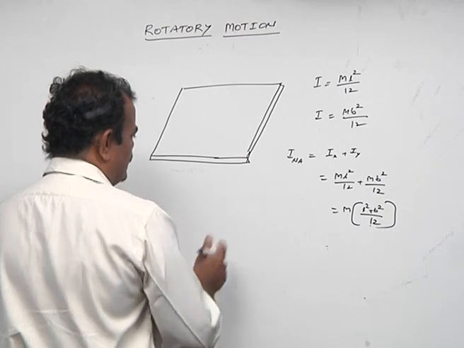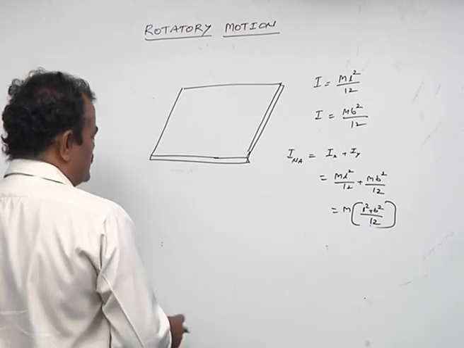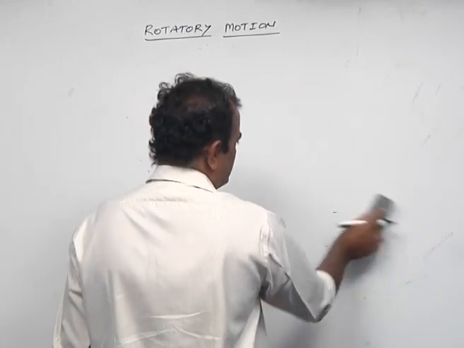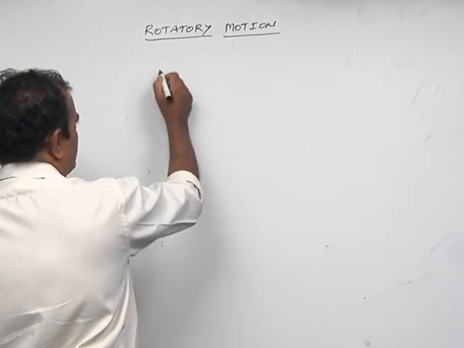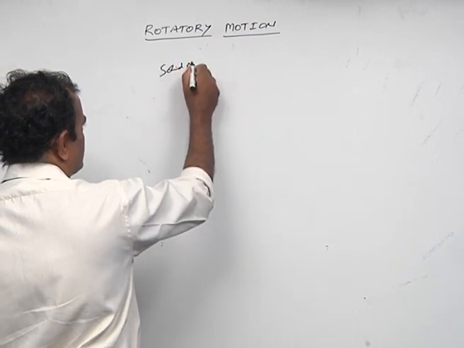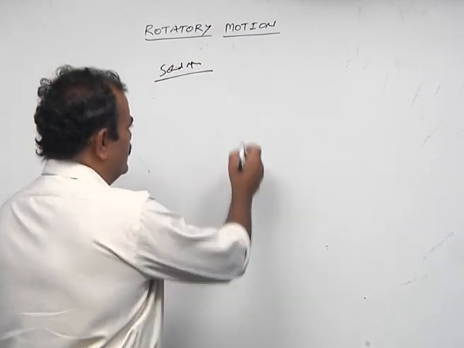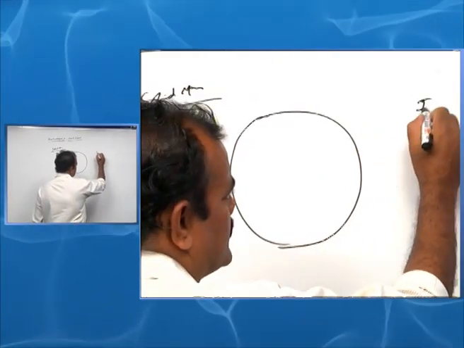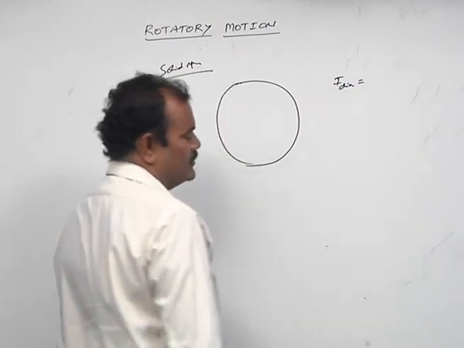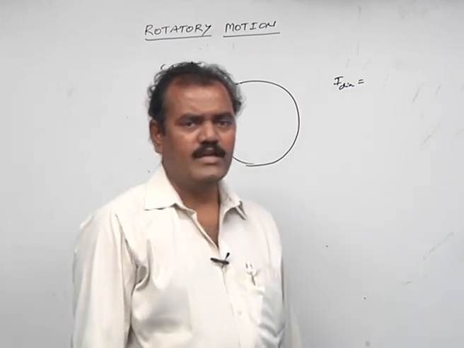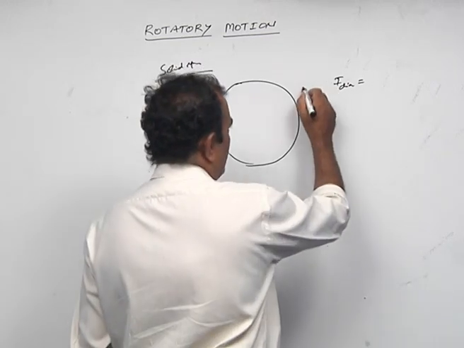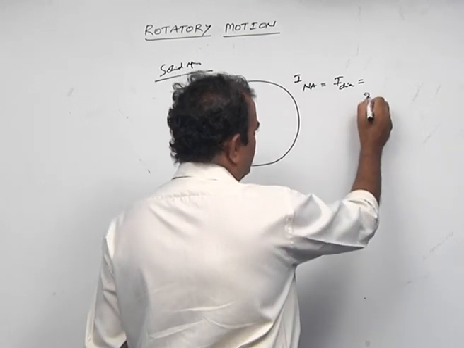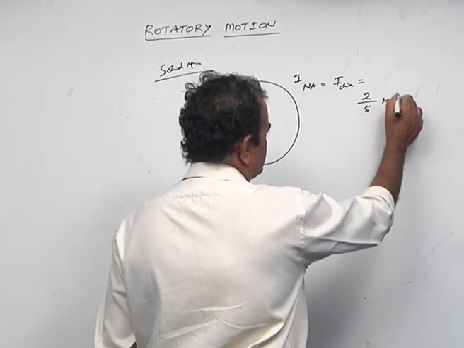After that, the lamina is over, and next is the solid sphere. So for the solid sphere, we take the diametrical axis, and in case of the solid sphere, the natural axis is nothing but the diametrical axis. I_NA is nothing but the diametrical axis. I_NA is equal to I_dia, and that can be taken as 2 by 5 MR square.